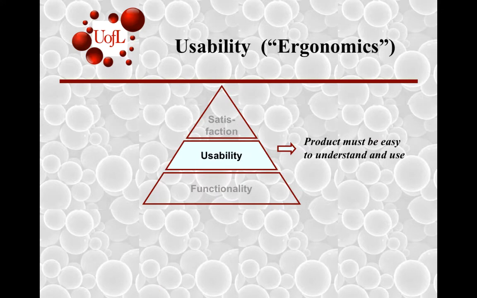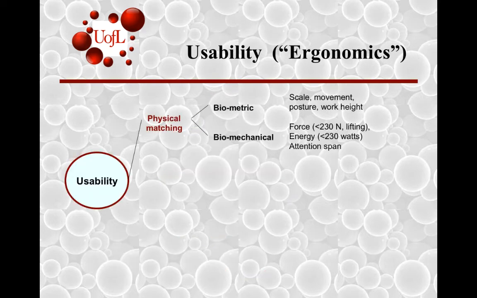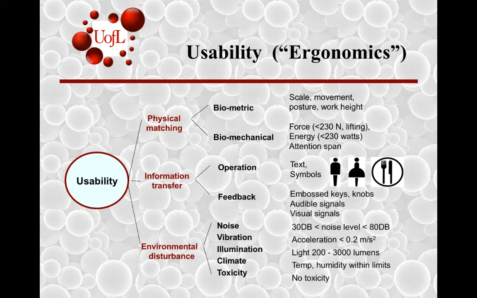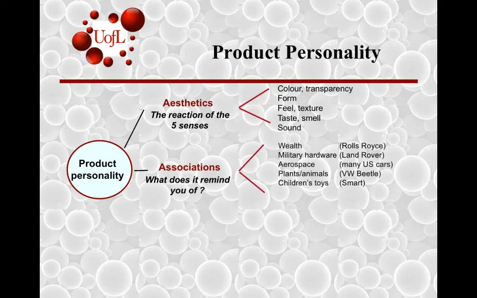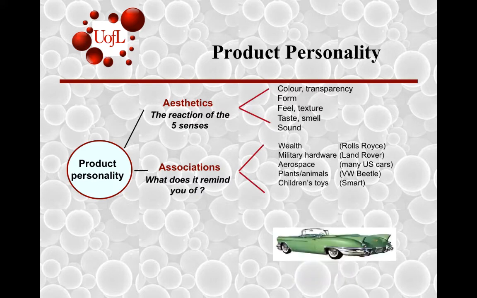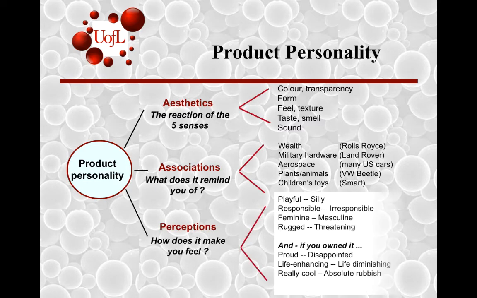And then there are other layers in terms of biometrics, environmental effects, and human-product interaction, and that takes us into various things in terms of ergonomics, operations, and impact on the environment. If you go into the product personality, you have aesthetics and association. How do things look? What do they remind you of? For instance, what does this car remind you of compared to this car, compared to this car, compared to the Beetle? And then this fun thing over here. How does it make you feel?